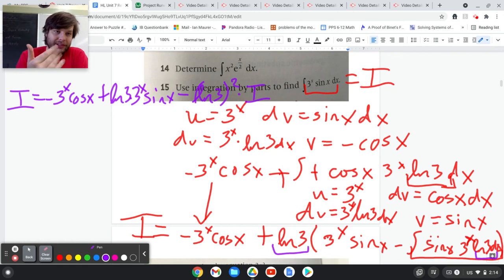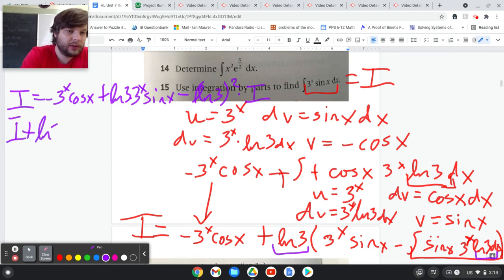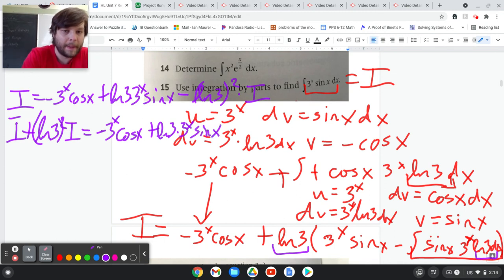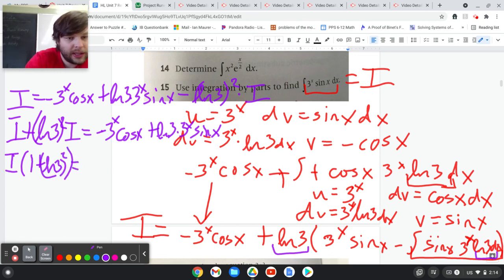And so what I can do is add that term over to the left side. And so I have I plus natural log of 3 squared I equals negative 3 to the x cosine x plus natural log of 3 times 3 to the x sine x. Left side has an I in common, so I can factor out an I. I times 1 plus natural log of 3 squared. On the right side, they have a 3 to the x in common, so I can factor that out. 3 to the x times negative cosine x plus natural log of 3 sine x.